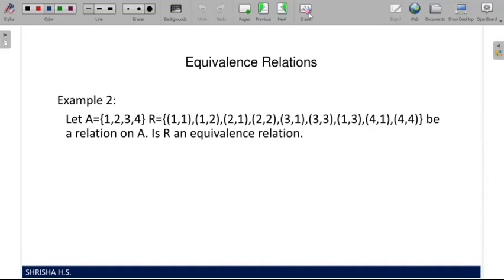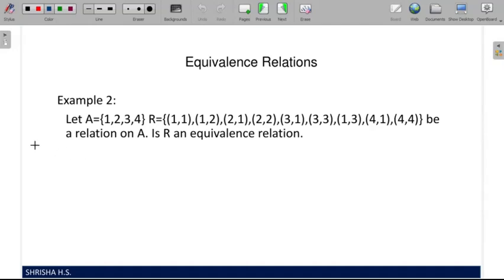Example 2, whether it is an equivalence relation or not. A is given and the relation is given. This is an example just to show you how an equivalence relation does not look like, a negative example. Normally in examination, the equivalence relation will be given and you have to prove it. This example gives us a negative example, that is, it is not an equivalence relation. So we'll see how it is.